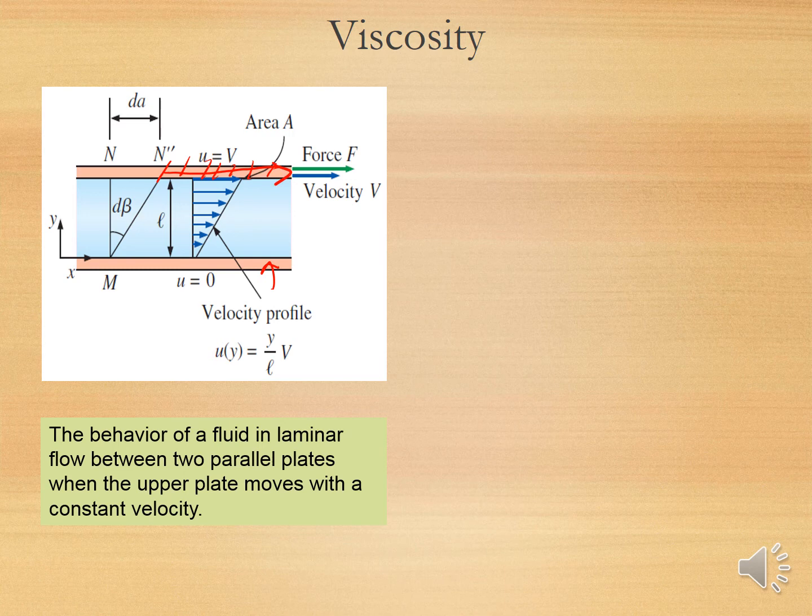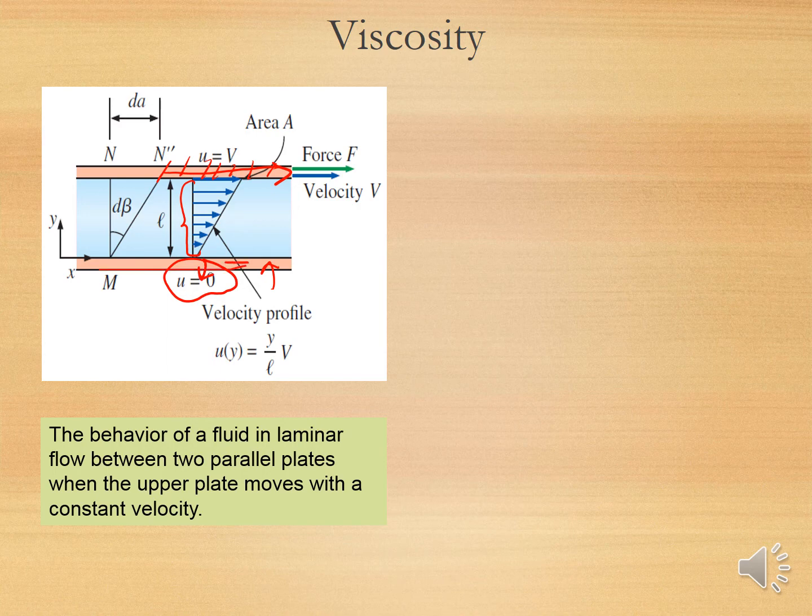So the change of u will happen as the distance delta y changes. If you look at this diagram, the velocity u will be near 0 when it approaches the stationary plate.